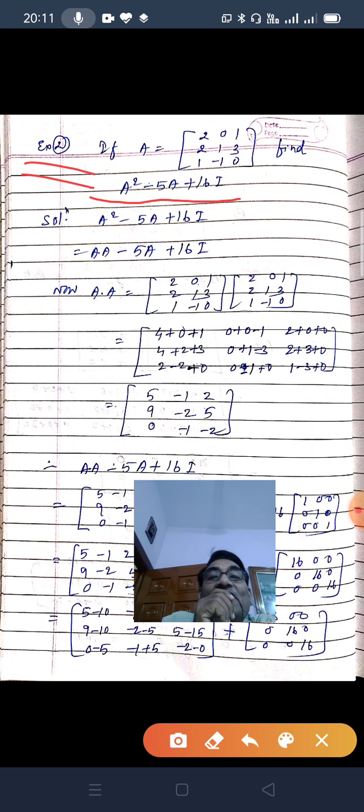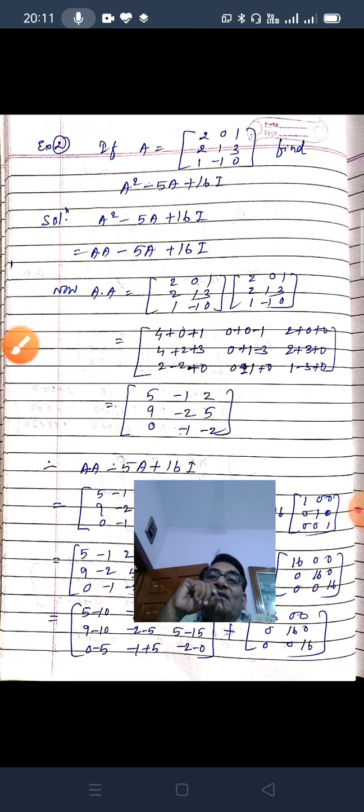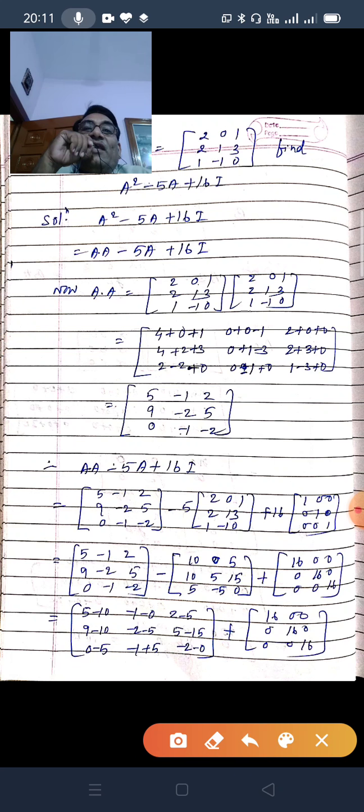So first we find out A square. A square can be written as A into A. It means matrix A multiplied by A. So this is the multiplication. After the multiplication rules, your A square is this. Okay. Now minus 5A next. So 5 is a scalar number and A is one matrix. If you multiply 5A, this is 5 into matrix A, and the third part is 16I.